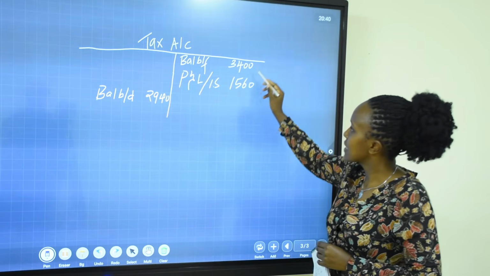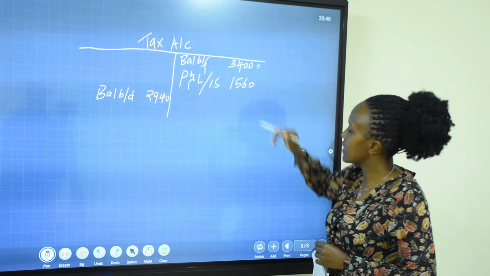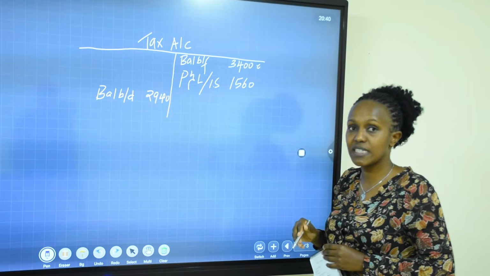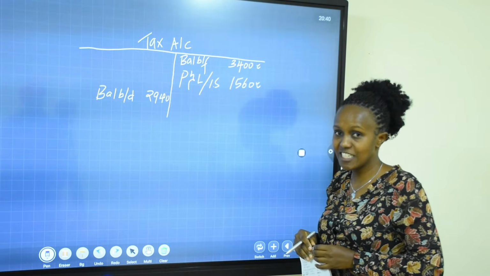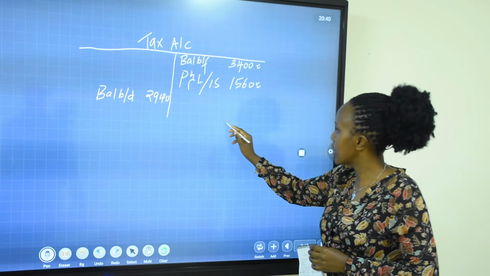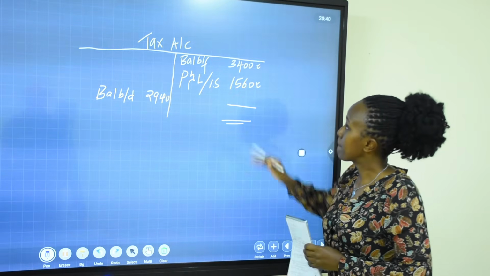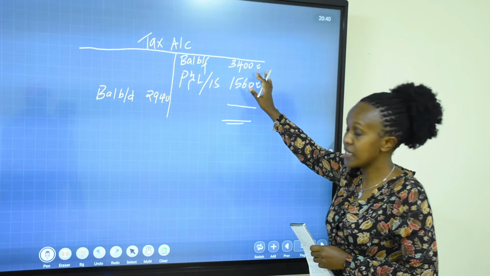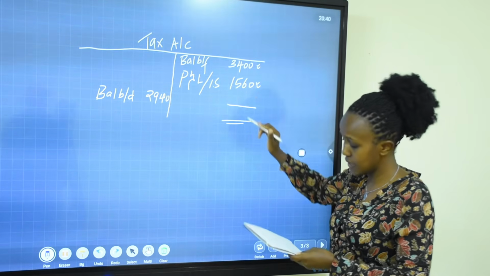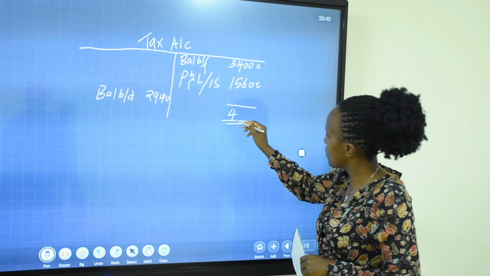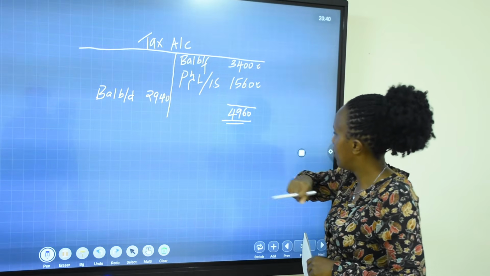So the total tax that had not been paid at the beginning of the year 2017. This is the tax for the year 2017. So the total tax that is payable, the one that had not been paid at the beginning of the year, the one that is for the year according to the income statement. The total tax that is payable is 4960.